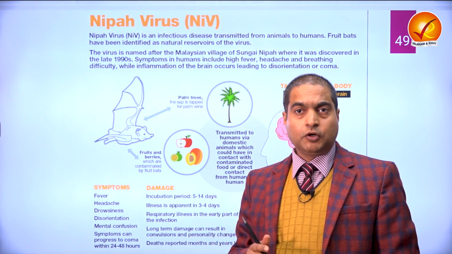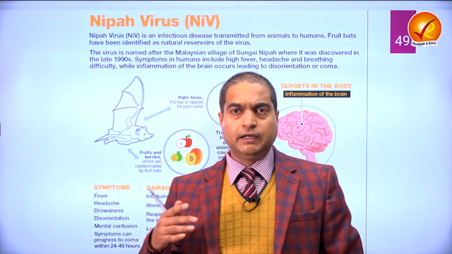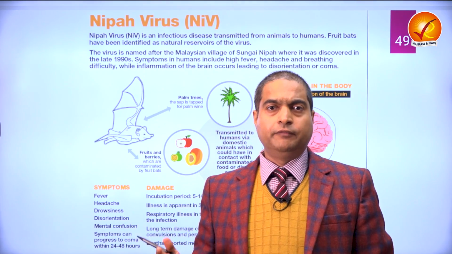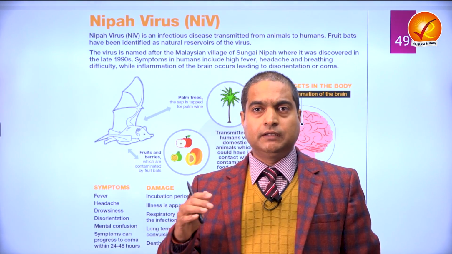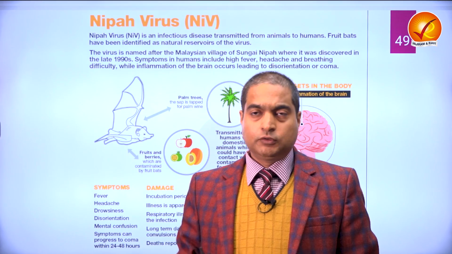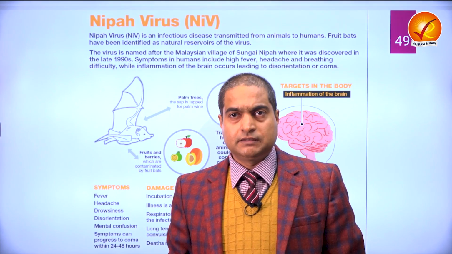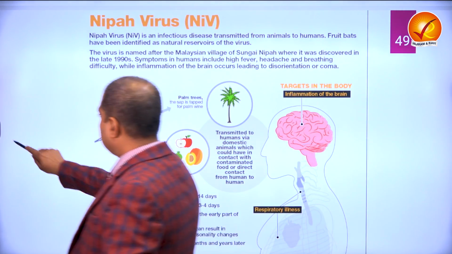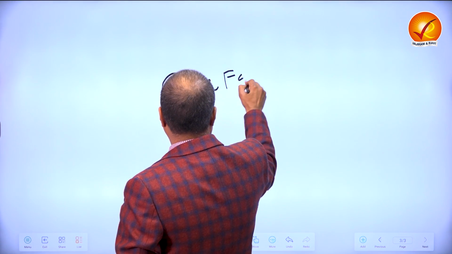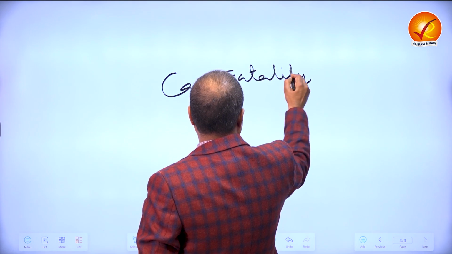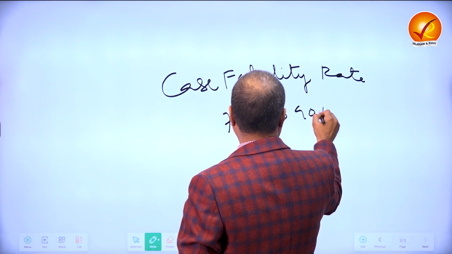And here, the most important part, the case fatality rate is very high. Case fatality rate means, out of 1,000 infected individuals, what proportion is at risk of death. So out of 1,000 infected individuals, there is a risk of 750 to 900 deaths. So there could be a 75% to 90% case fatality rate in Nipah virus disease. So that is important, that case fatality rate, 75% to 90%, is quite high.